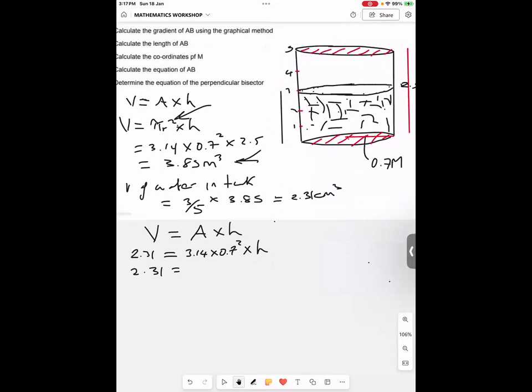1.54. So it's 1.54 times the height. All right, what's the opposite of multiply? Divide. So we're going to divide by 1.54 to get the height of the water. And it has to make sense. The answer you're going to get has to be less than 2.5.